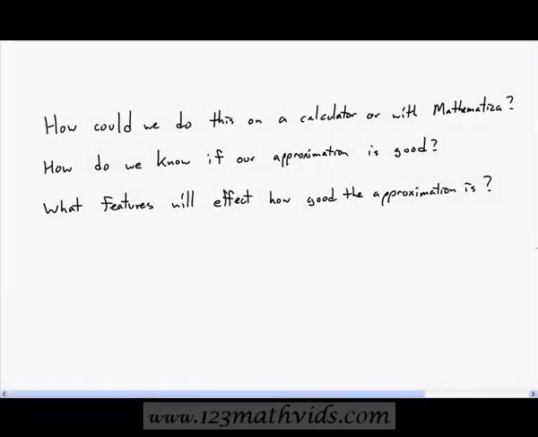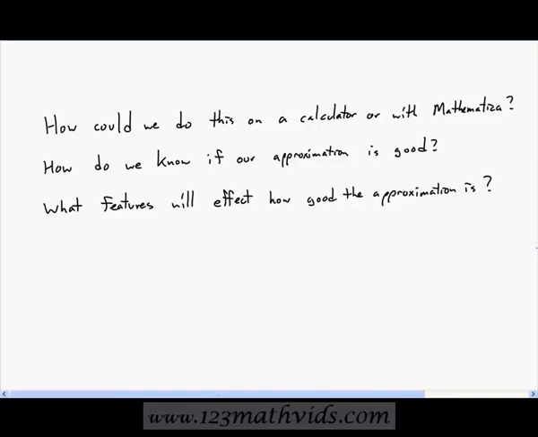As we end this video, I want to ask 3 questions that you can explore as you leave. The first one says, how could we do this on a calculator or with Mathematica? Obviously, we want to use more intervals because that will give us a better approximation. But if I want to use n equals 100 or 1,000 or 10,000, that's something I obviously don't want to calculate by hand. So what would I have to do to write a program that will calculate this for me in Mathematica or on a TI calculator?